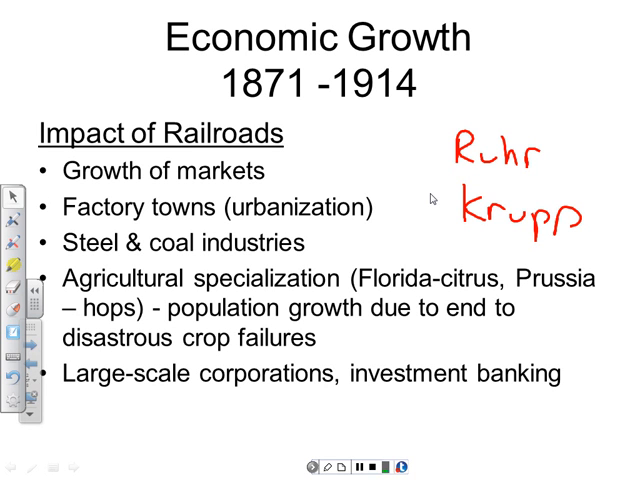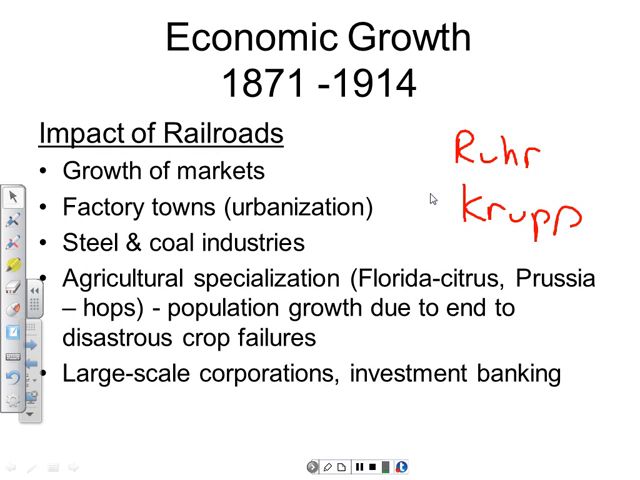In Germany, northern Germany, it was hops for beer making. They just grew nothing but hops in northern Germany. In the south of France, it was wine. They could just devote all their acreage to wine production, because they didn't have to grow food, because they could just bring in the food on the railroad.